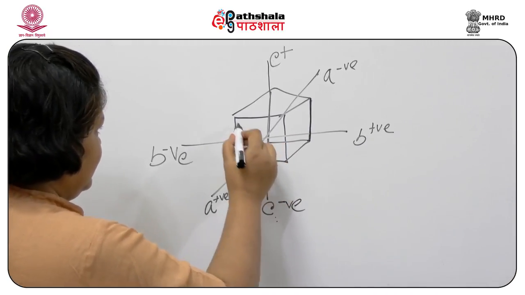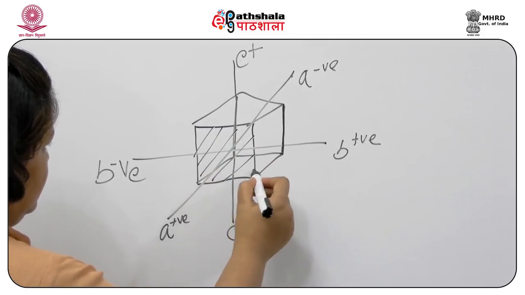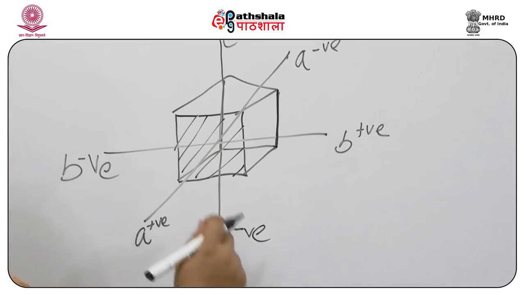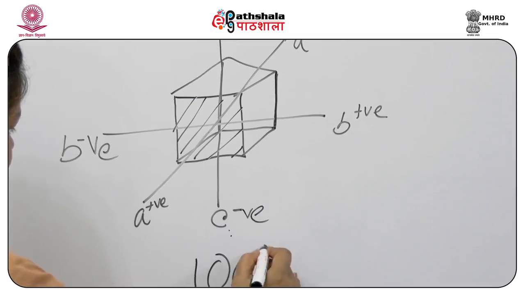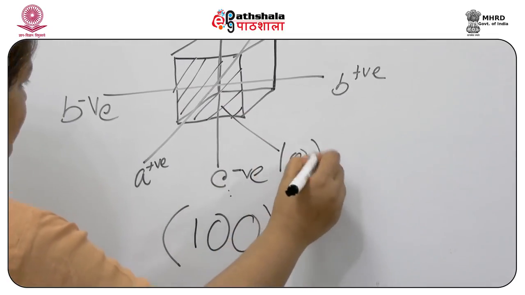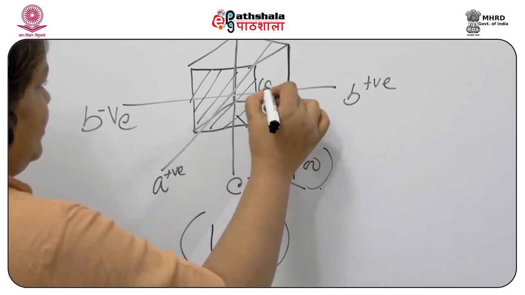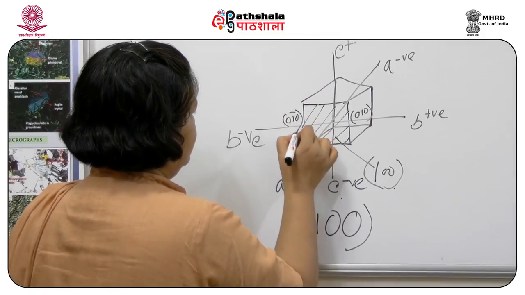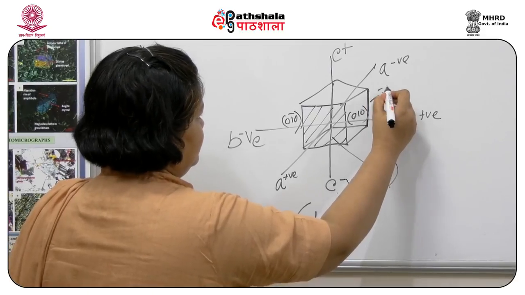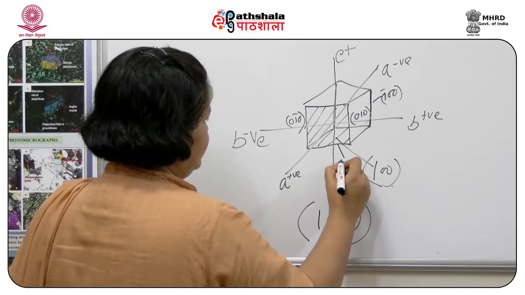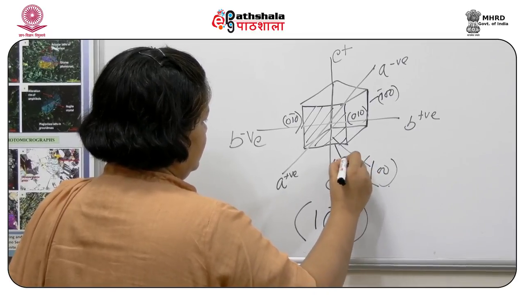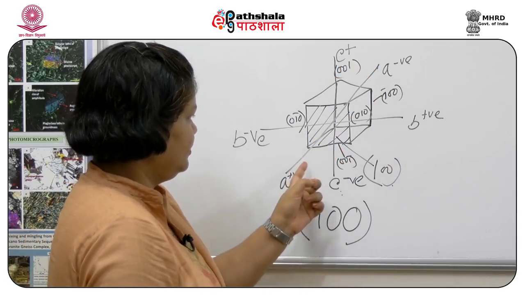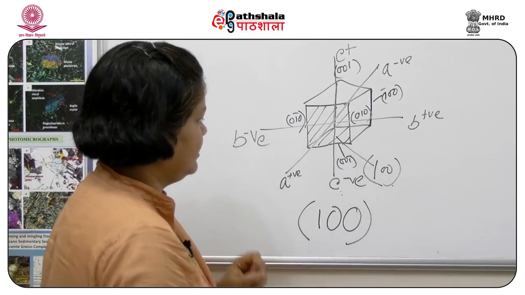If we have a face like this, the face which I am shading, this is the face which is cutting the A axis at unit distance, is parallel to the B axis and also parallel to the C axis. So this face is marked as the 100 face. Likewise, this will be the 010 face. The face on this side is 010. The face behind is 100. The face here will be 001, and this will be 001. So these are the faces which are oriented with a certain orientation with respect to the coordinate system.